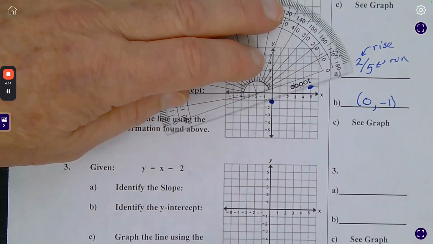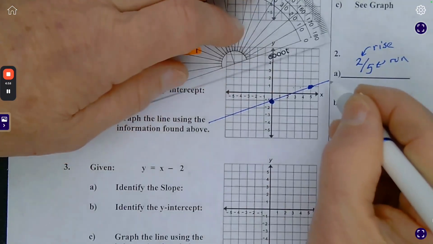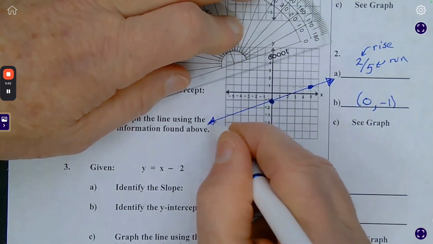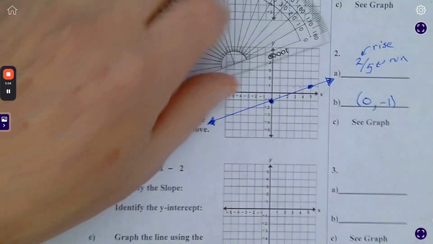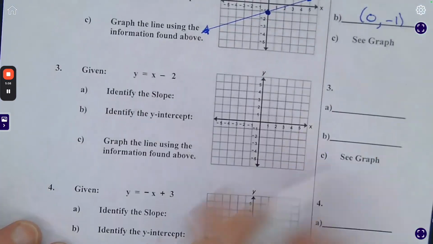Remember, lines have no turns and no curves. They are straight. Okay, there is an arrow on the end because this line goes on forever. All right, that's good. Let's do it again. Oh, this one's a little tricky.